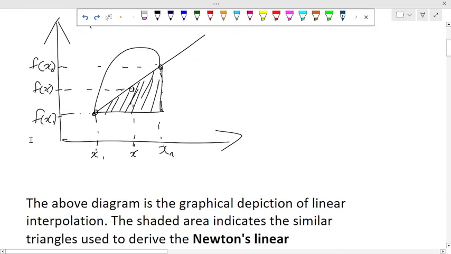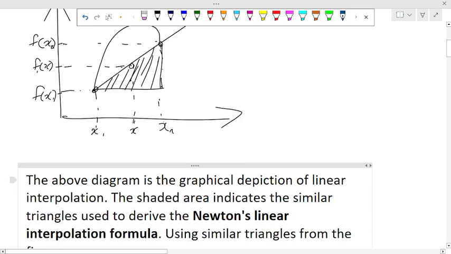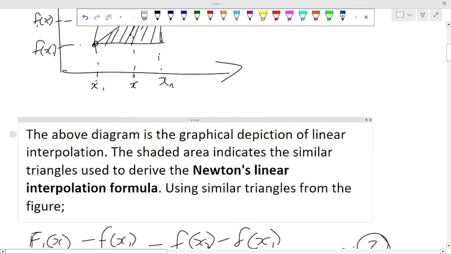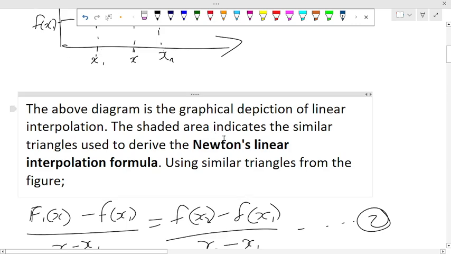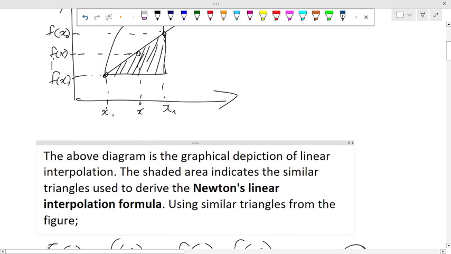I hope we are following. I should add a 1 here, and this one means it's first order. Order 1. So the above diagram is a graphical depiction of linear interpolation. The shaded area indicates the similar triangles used to derive Newton's linear interpolating formula, using similar triangles from the figure. So let's quickly do that.